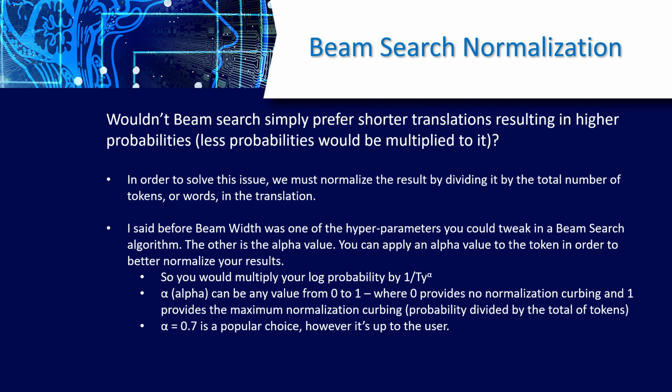where 0 provides no normalization because anything raised to the power of 0 is equal to 1, and 1 provides the maximum normalization. Anything raised to the power of 1 is equal to the original value, in this case, the full token value. While this can be adjusted however the user sees fit, a popular choice is to start with alpha equals 0.7 and fine tune it from there.